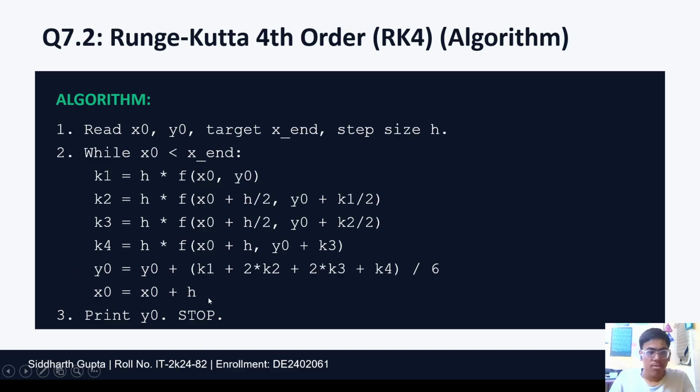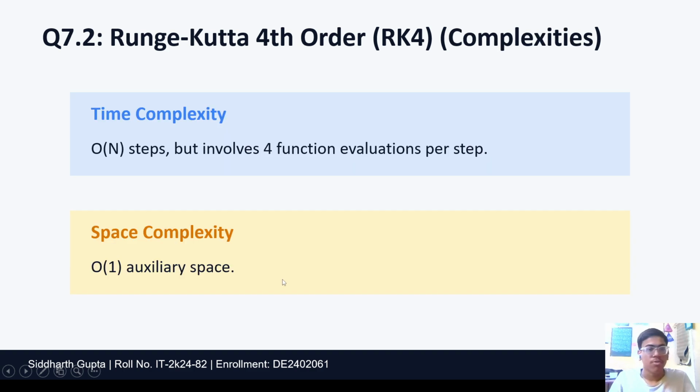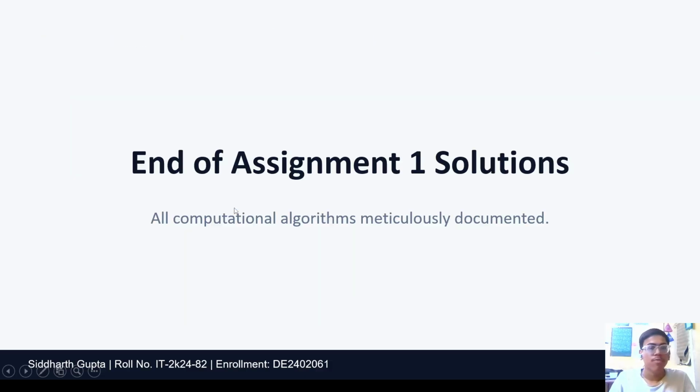Now y0 will be equal to y0 plus k1 plus 2k2 plus 2k3 plus k4, all divided by 6, and x0 will again become x0 plus h, and we will print y0 and so on. So it is very simple. Just read this, apply the while loop here, and print the value of y. So this is the algorithm for Runge-Kutta fourth order. The time complexity will be big O of n, and the space complexity will be big O of 1.